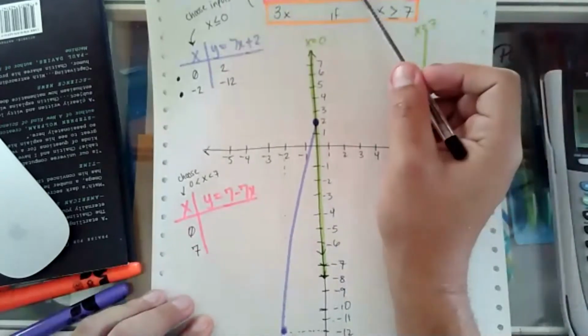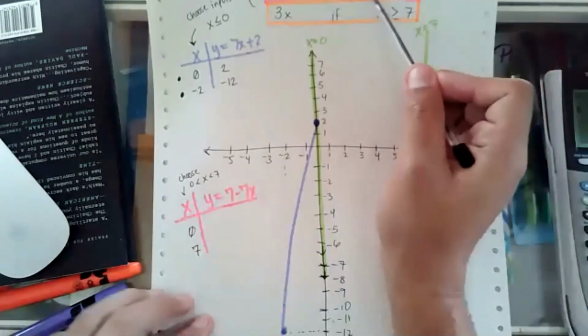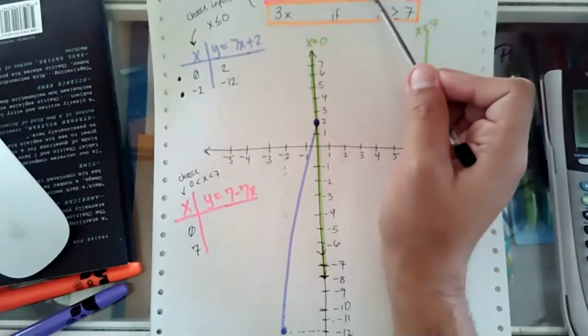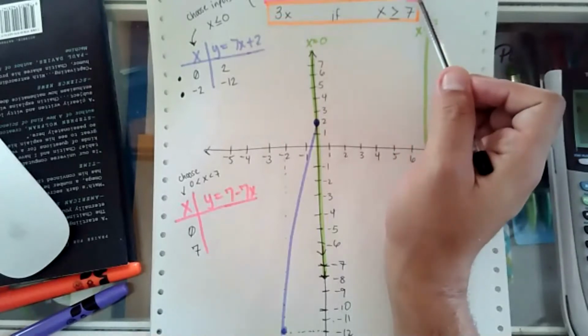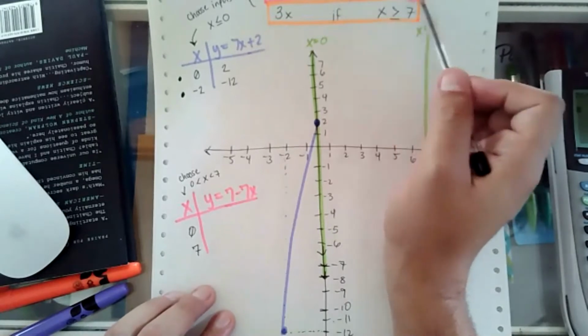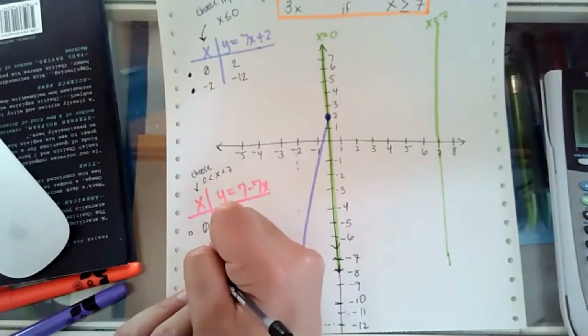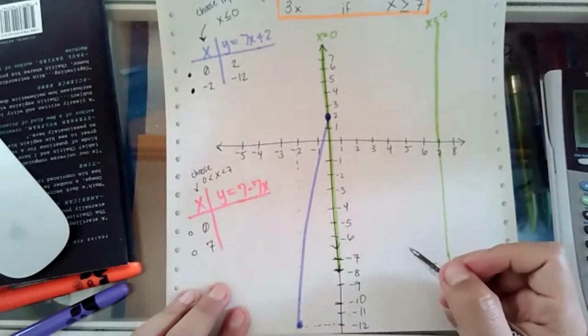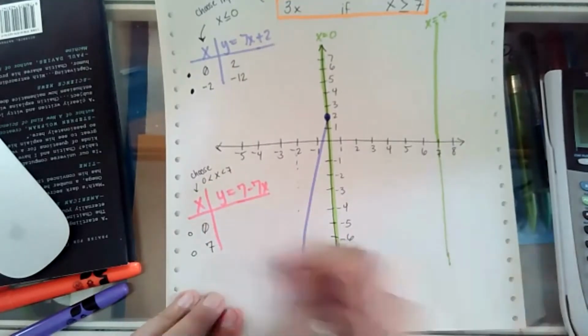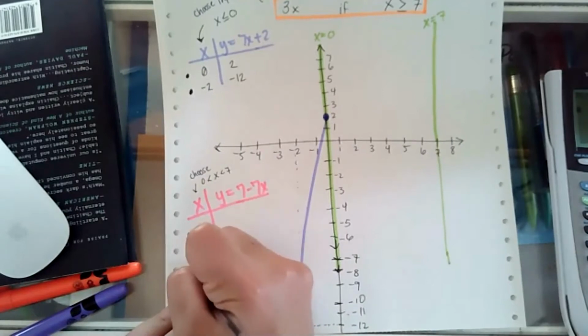We want to see what happens at these endpoints, but we have to be conscious of the fact that these endpoints will not be included. So when I plot these points, I'm going to use open circles for those endpoints.